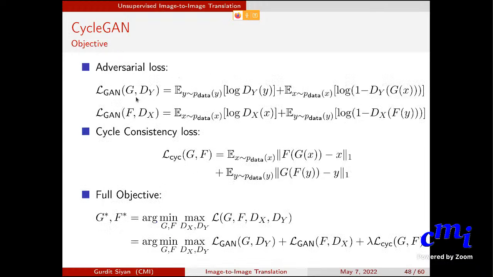So the adversarial loss for both the models is a combination of this, and the cycle consistency loss is just the L1 norm. They didn't take the L2 norm. I don't think they gave any justification as to why, but it's just the L1 norm. And the full objective then becomes adversarial loss plus cycle consistency loss. So for both the GANs, we have adversarial loss and we have a cycle consistency loss that we add through a weight. And this lambda is about 10, I think, for all the datasets.